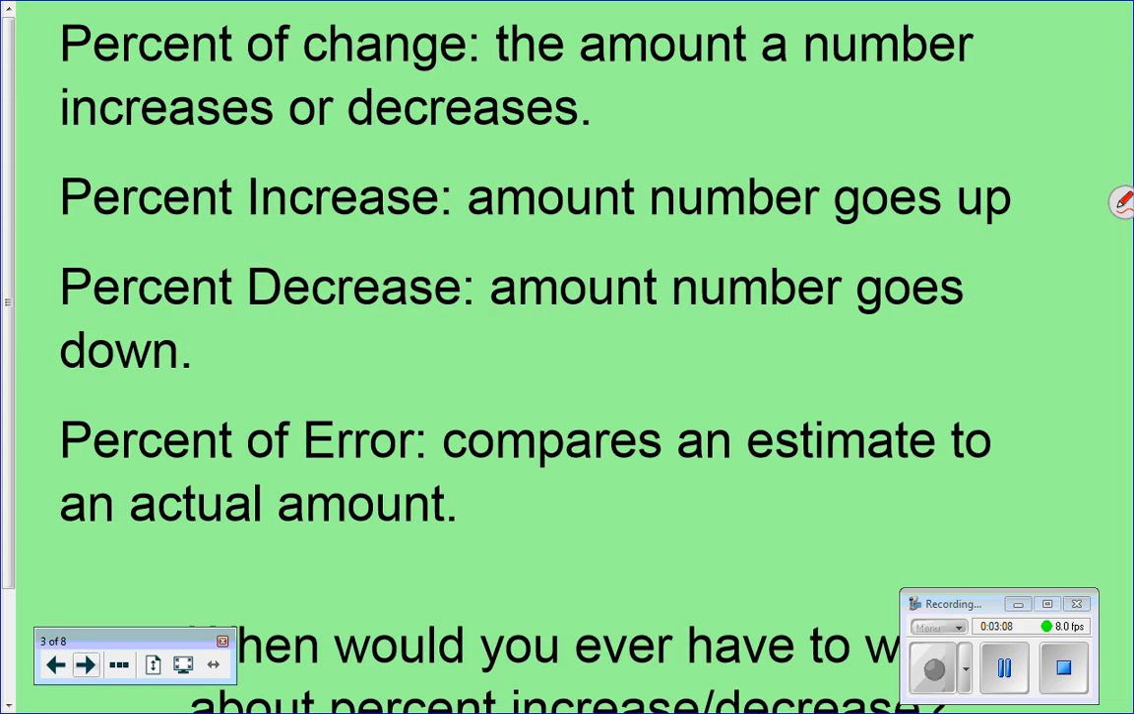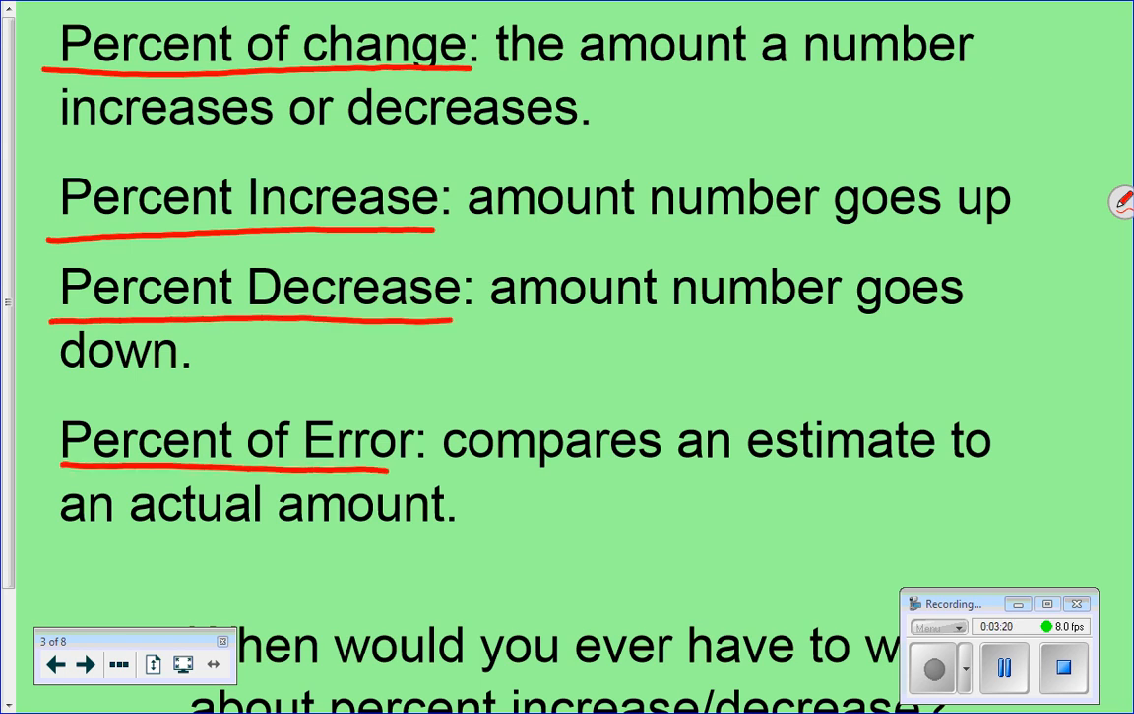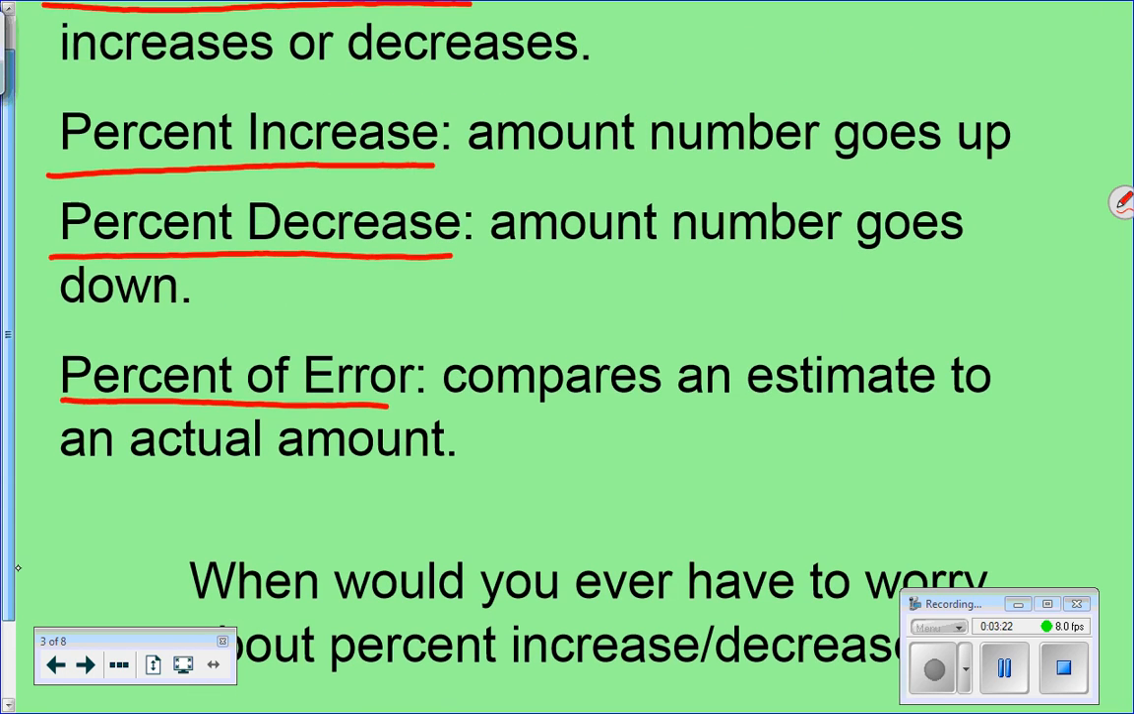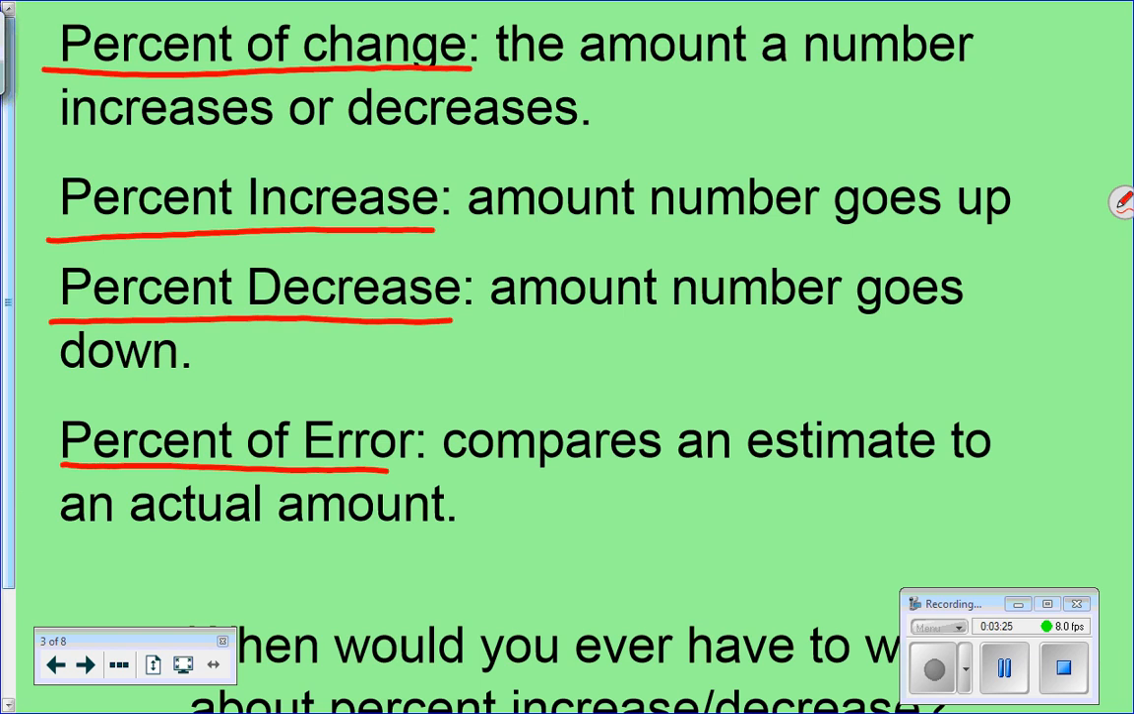I want you to write these down, though. I know it's a lot of vocabulary words. We have percent of change, then percent increase, percent decrease, percent error, and then there's one more down here, but let's not worry about that. So you have 4 vocab words: 1, 2, 3, 4. We haven't had a lot of vocab in a while. Percent of change is the amount a number increases or decreases. So the amount the number goes up or down.